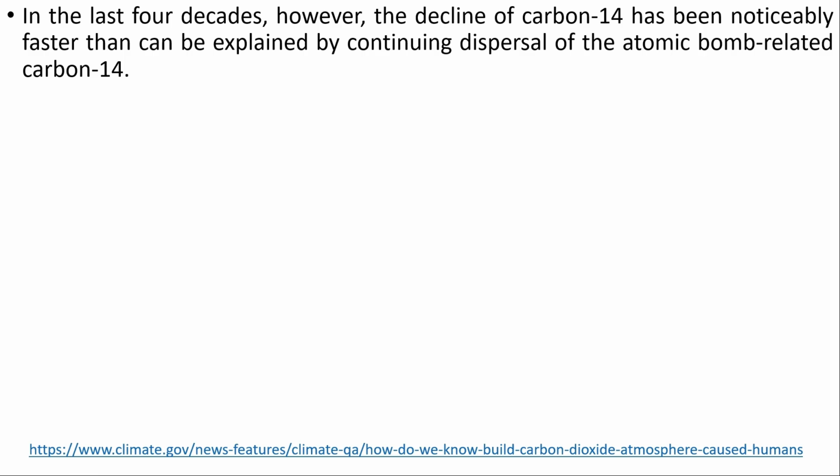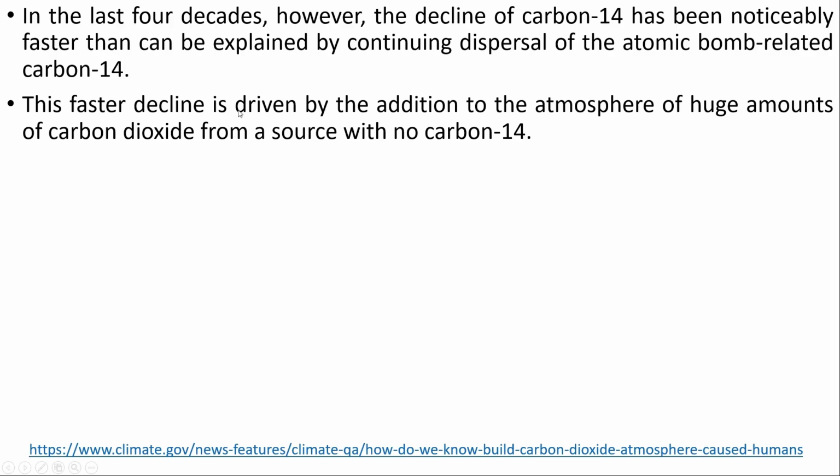So in other words, this is essentially saying that we did have this uptick in carbon-14 in the atmosphere due to the atomic bomb testing, but since 1963, the amount of carbon-14 in the air has been dropping faster than can be explained by just the mixing and dispersal of this carbon-14 from the atomic bomb explosions into the atmosphere.